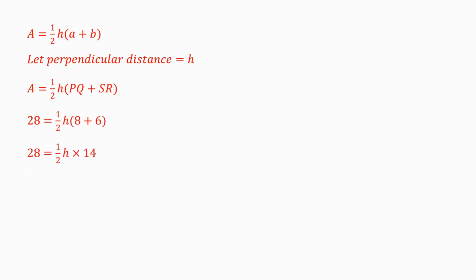Therefore, 28 is equal to a half h times 14. 28 is equal to 7h, meaning 7h is equal to 28. We divide both sides by 7. We have h is equal to 4 centimeters.